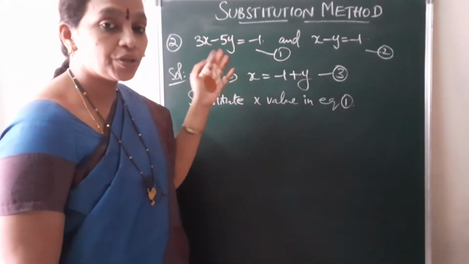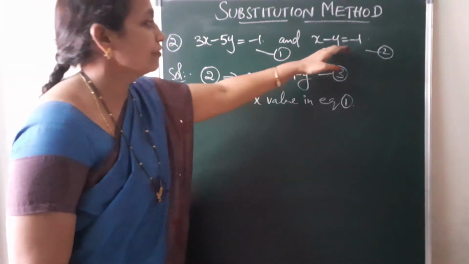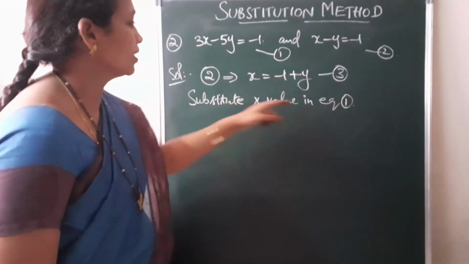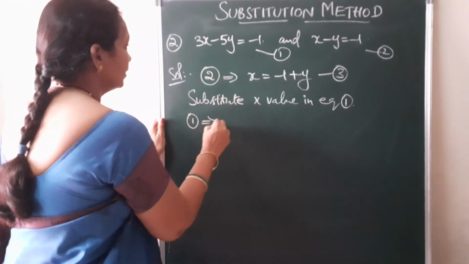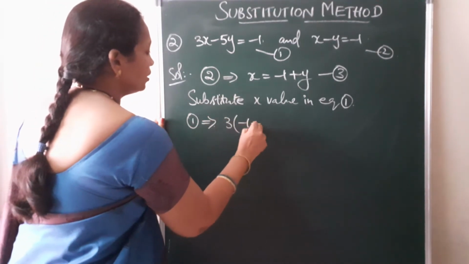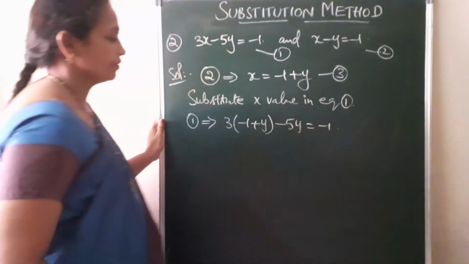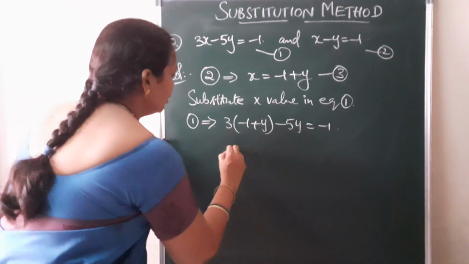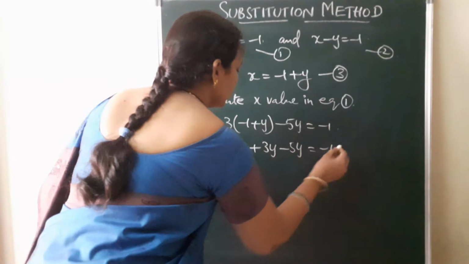So previously I took x from the first equation and substituted it in the second equation, but here, from the second equation, I took the value of x and substituted it in the first equation. So the first equation implies 3(-1 + y) - 5y = -1. Now this is a simple equation in the variable y. Minus 3 + 3y - 5y = -1.